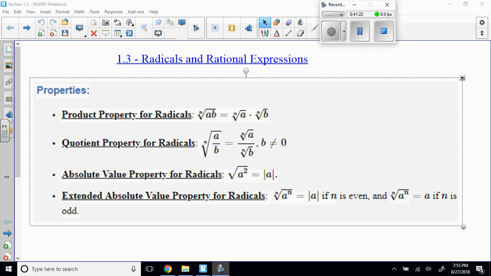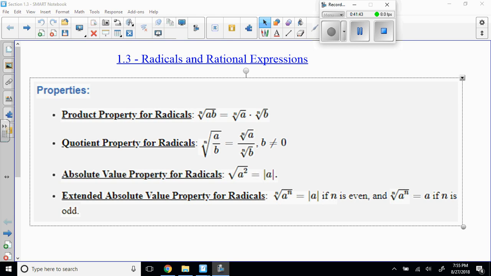That's always good. And then 2, this quotient property right here says if you have a fraction underneath a radical, then you can split the radicals to be in the numerator and the denominator, right? But if you ever have a radical in the denominator, ladies and gentlemen, we're going to have to rationalize the denominator, and we'll have to do some of that and talk about that.